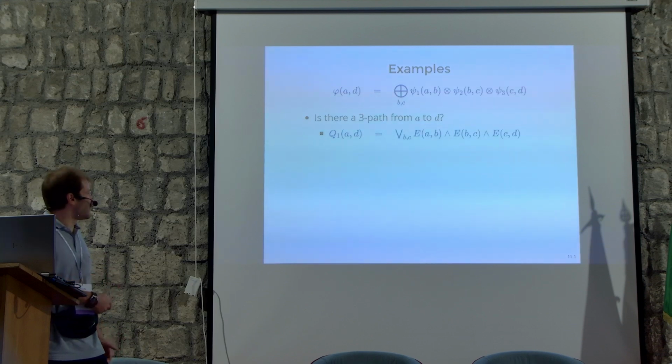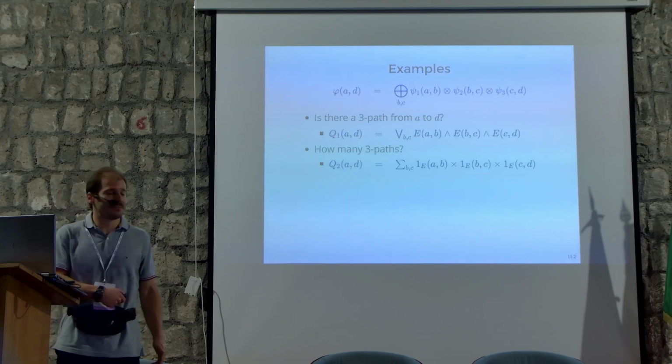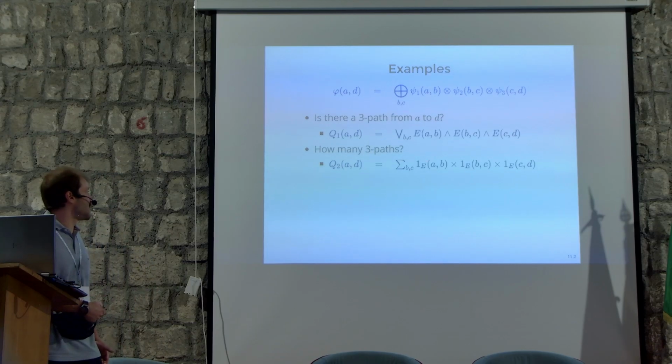Now, alternatively, if we change the semi-ring and we use the numeric sum product semi-ring, and we replace these edge relations with indicator functions that return 0 or 1, depending on whether there is an edge or not, then this same query will basically be counting for every pair of vertices AD how many 3 paths go from A to D. It's the same query, but now it's counting paths instead of detecting whether there is a path.